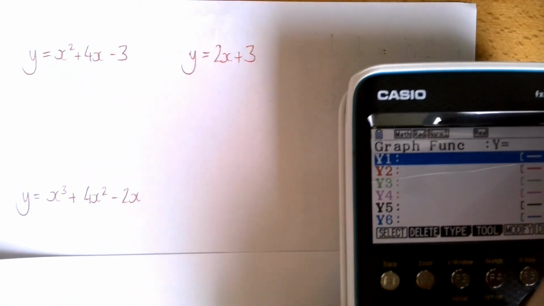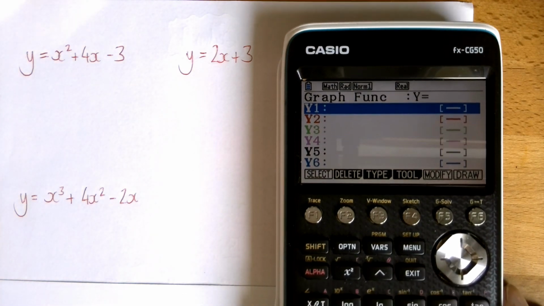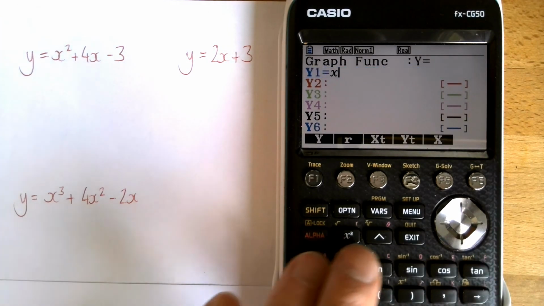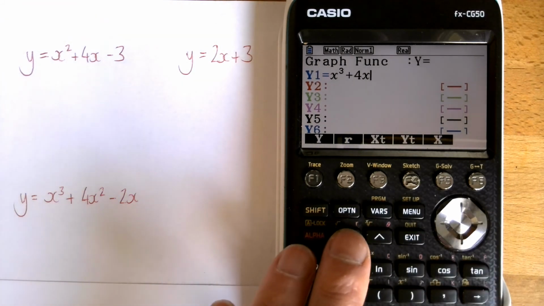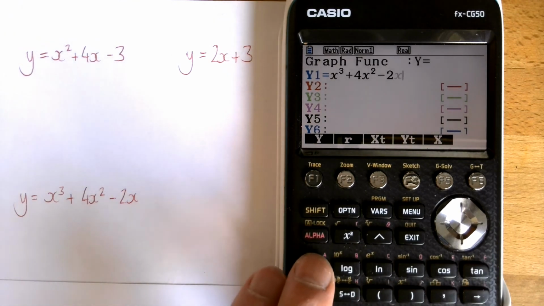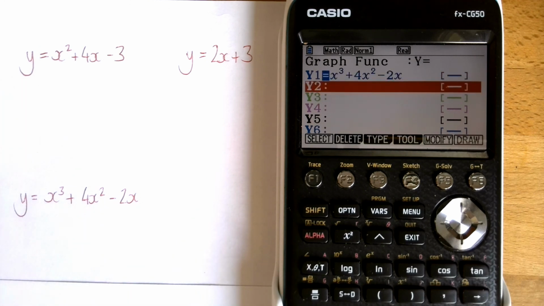I'm now going to type in a third function, x cubed. So there isn't a cubed button on the calculator, so to do x cubed I do x, cubed, plus 4x squared, minus 2x. And I just invite you to experiment with that, see if you can use the G-Solve button to tell you something about it. Okay.